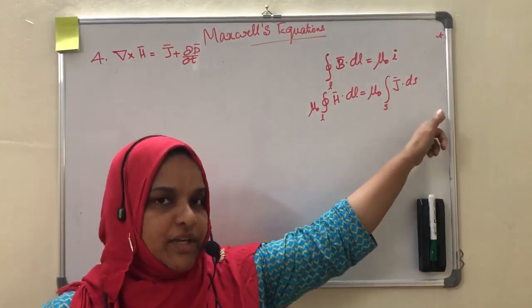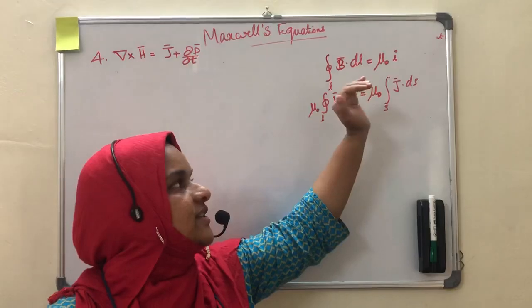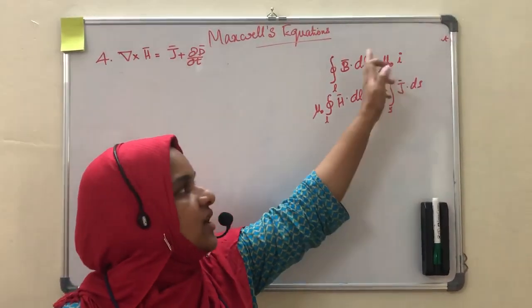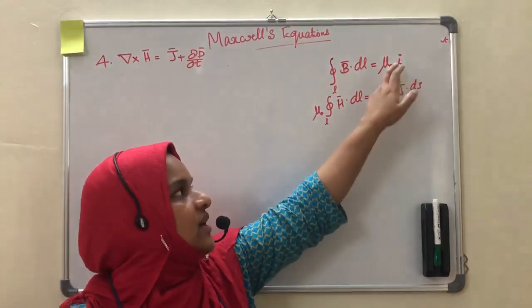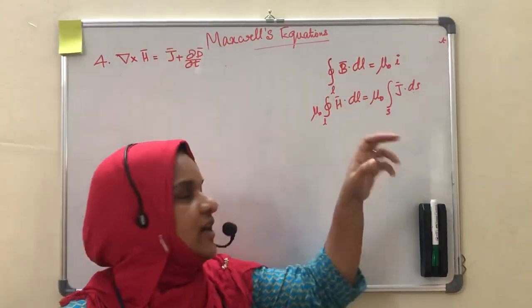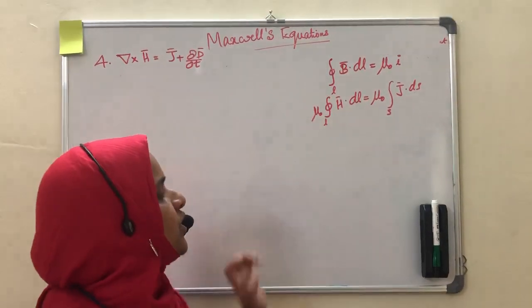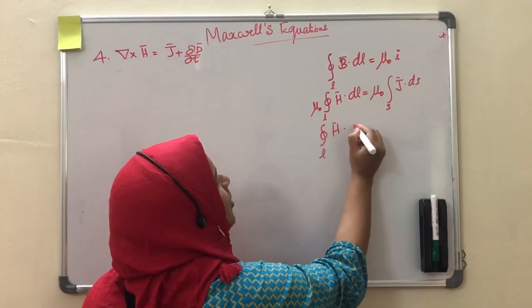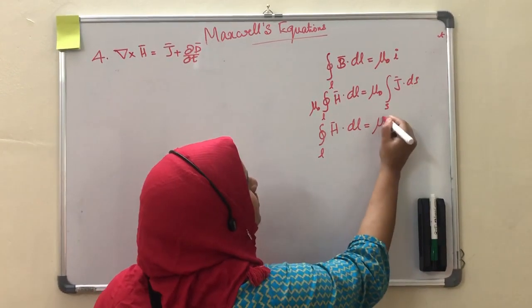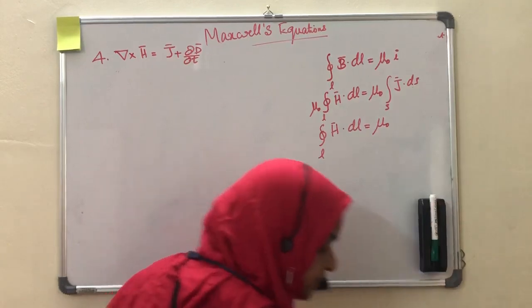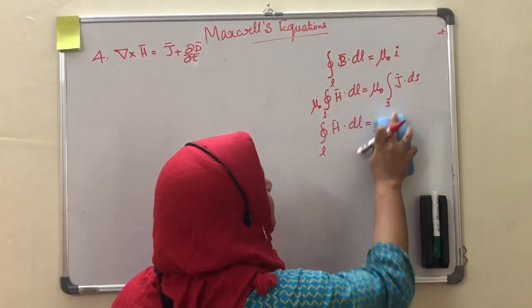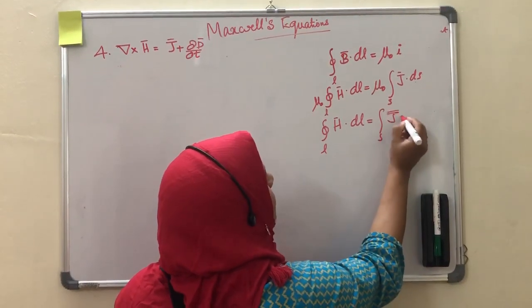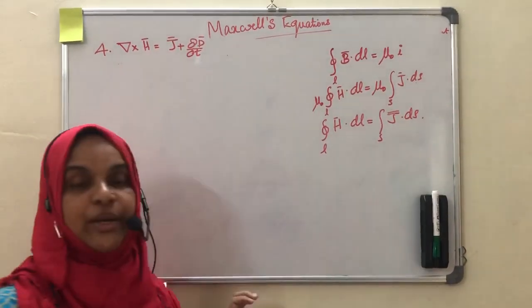J is the current per unit area. So the current density times a small area, integrating over the entire area, gives the net current enclosed in the surface. That is, mu 0 and mu 0 cancel. That is, the line integral of H dot dl is equal to the surface integral of J dot ds.